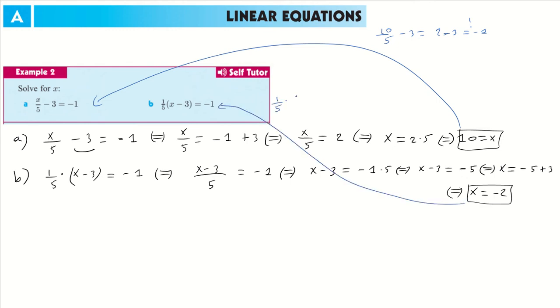1 over 5 times x, and I will replace the x by minus 2, of course, minus 3. So we get 1 over 5 times negative 5, which is equal to minus 1, and that is the right-hand side. So better if you check your answer to make sure it's correct. Okay, double check is always good.